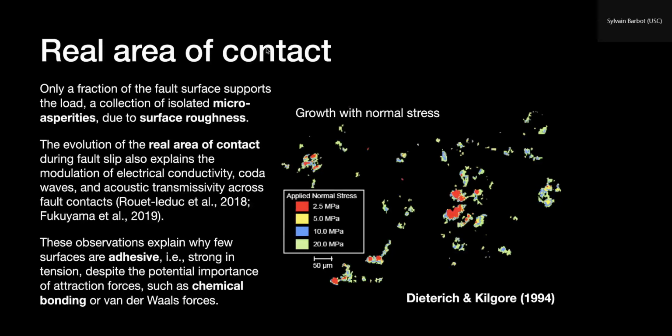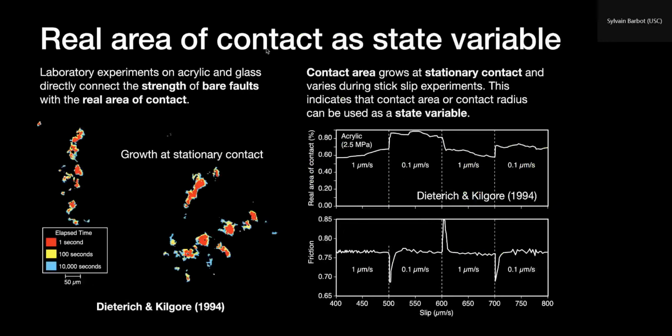And these experiments were conducted on plastic, PMMA, for example, but also on real rocks, such as quartz and calcite. So this seems to apply to a wide range of materials. But second, the same authors showed that these micro-asperities grow over time in stationary contact. So if you leave two solids under normal stress at stationary contact, the micro-asperities will start growing over time.